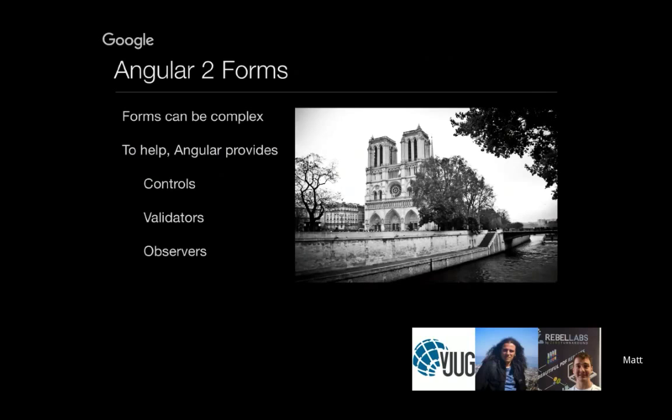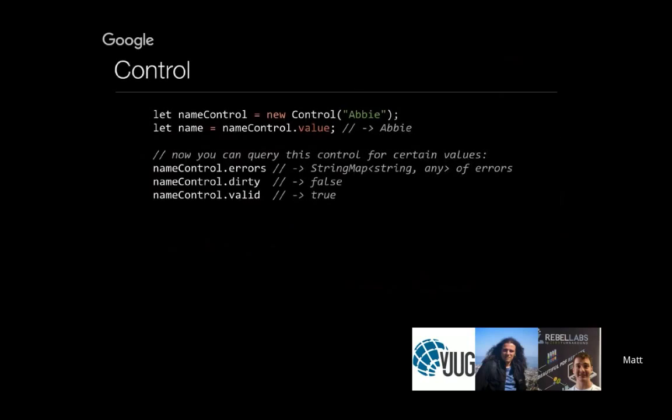With Angular 2 forms, they can be complex, and Angular provides controls and validators and observers. Controls encapsulate the input in the forms and give you objects to work with. Validators give you the ability to validate inputs just like you'd expect, and observers let you watch your forms for changes and respond accordingly. So with controls, you can create a new control and then get a value from it, but you can also query the control for errors, whether it's dirty, whether it's valid.